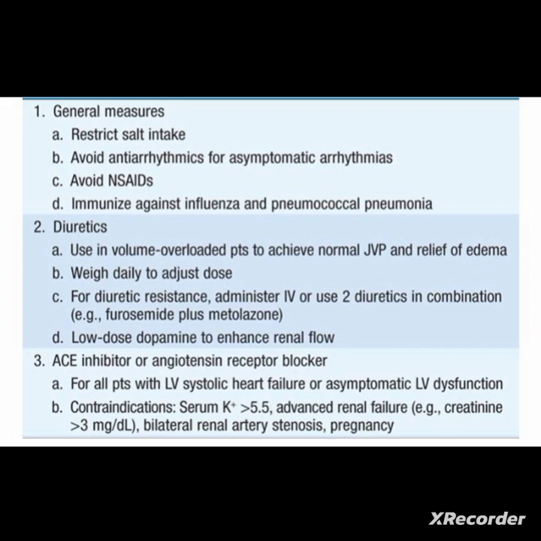Then low dose dopamine to enhance renal flow. Then pulmonary vasodilators can also be used. Nitroprusside, hydralazine can also be used. Then ACE inhibitors or angiotensin receptor blockers for all patients with LV systolic heart failure or asymptomatic LV dysfunction, we can use the ACE inhibitors.